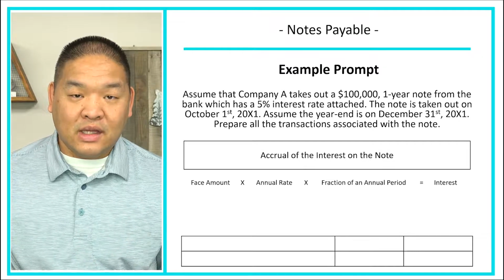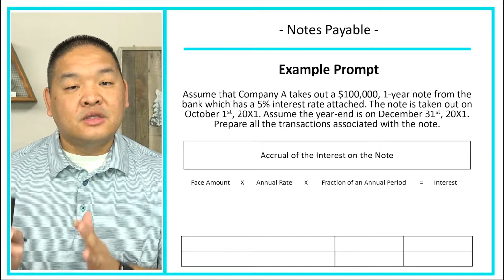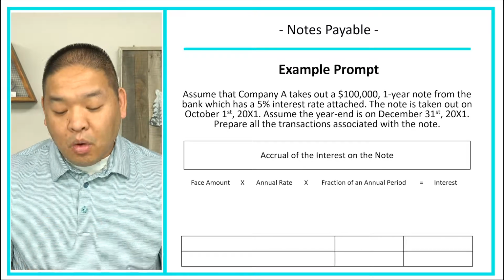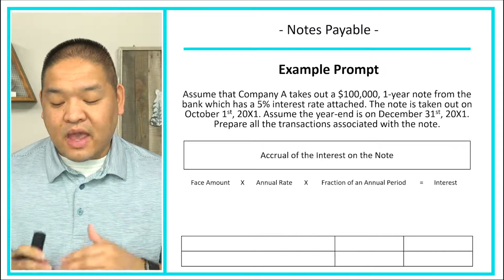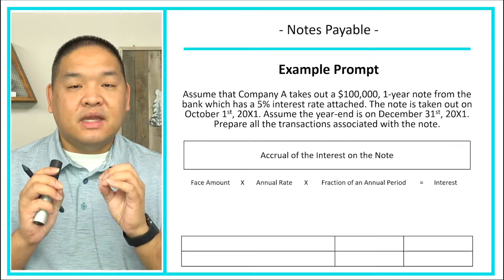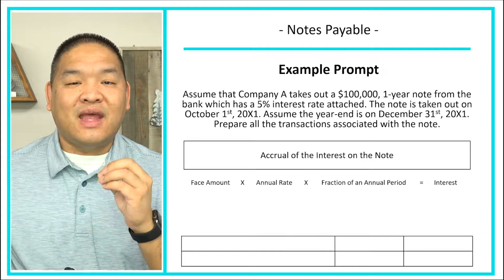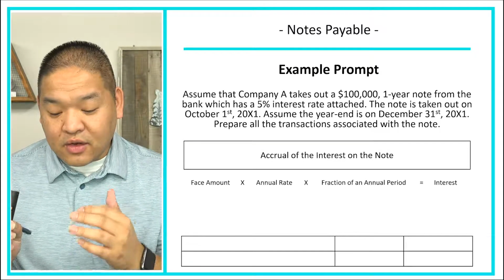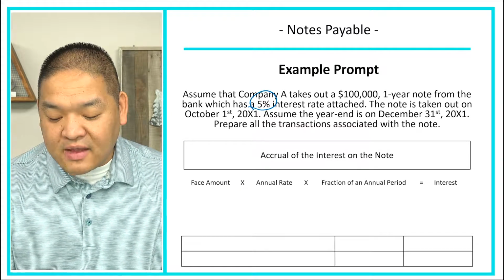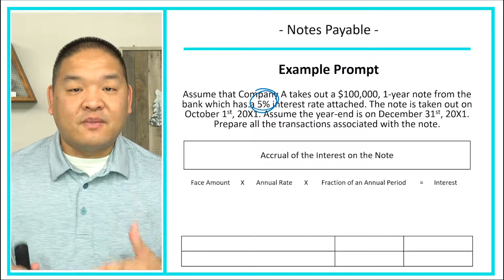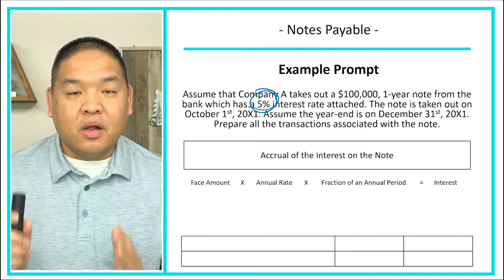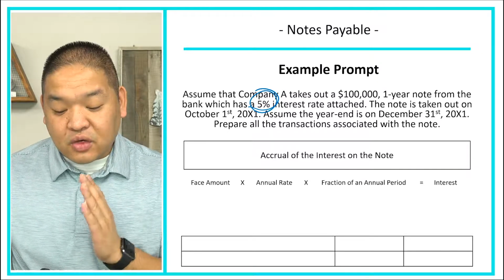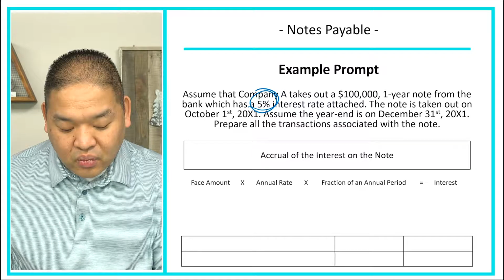The way we can calculate the interest is using our interest calculation formula, which is the face value of the note multiplied by the annual rate. Most of the time, it is stated to you as an annual rate. If it isn't, it will tell you. So when I see a 5%, that's not 5% per month, that's 5% per year. So assume all interest rates are per year unless otherwise stated in the problem.